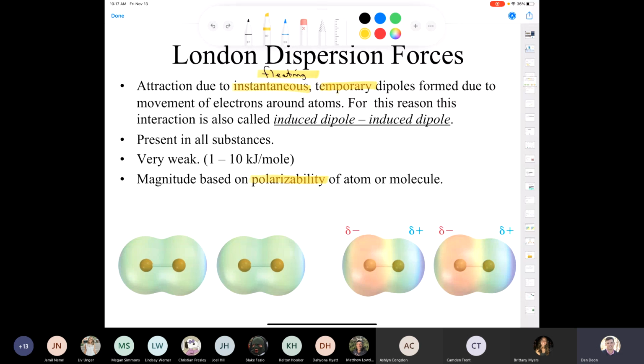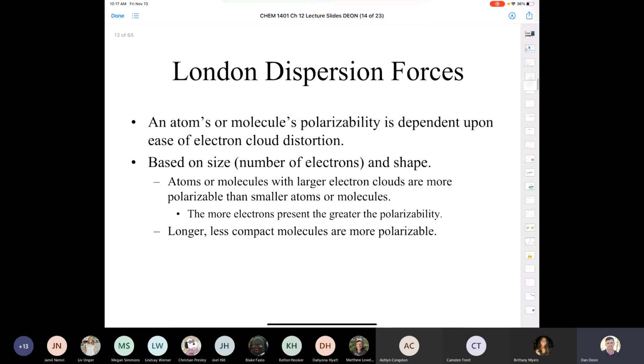Anyhow, I just want to stop there and mention all the things that you need to know to get this far in class. All right. London dispersion. An atom or molecule's polarizability is dependent on the ease of its electron cloud distortion, right? Its squishiness.